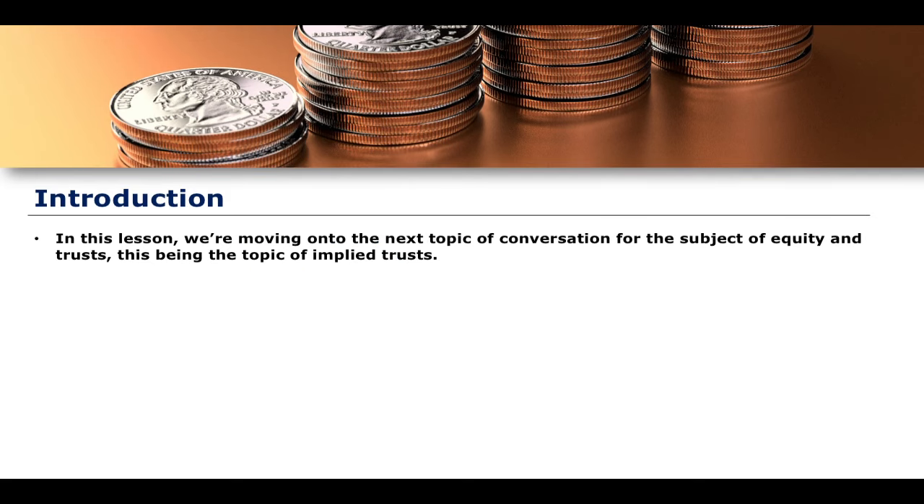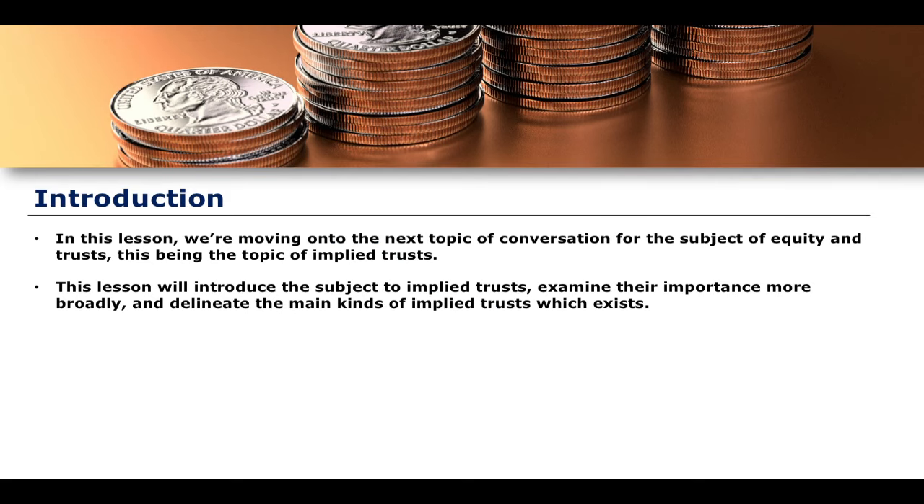We'll be moving on in this video to introducing the nature of implied trusts, examining their importance more broadly, and then delineating the different kinds of implied trusts which exist. And as I've just noted, implied trusts can be delineated, at least broadly, into those two specific categories: the resulting trust on the one hand, and the constructive trust on the other.